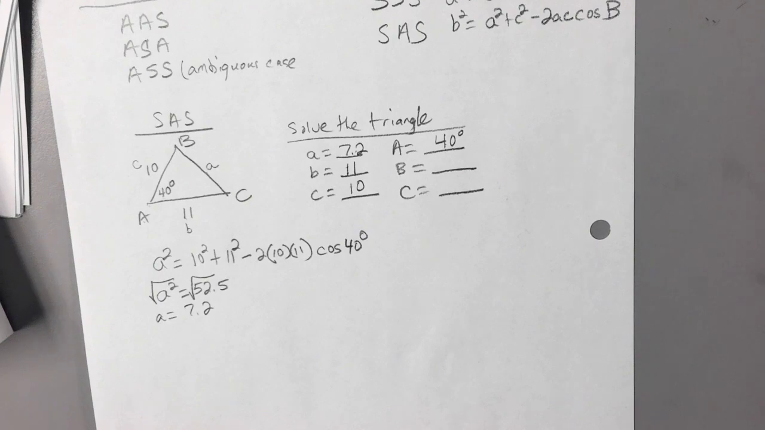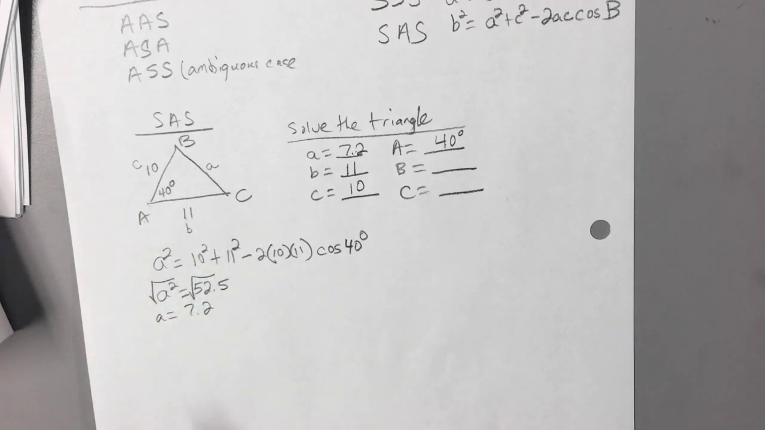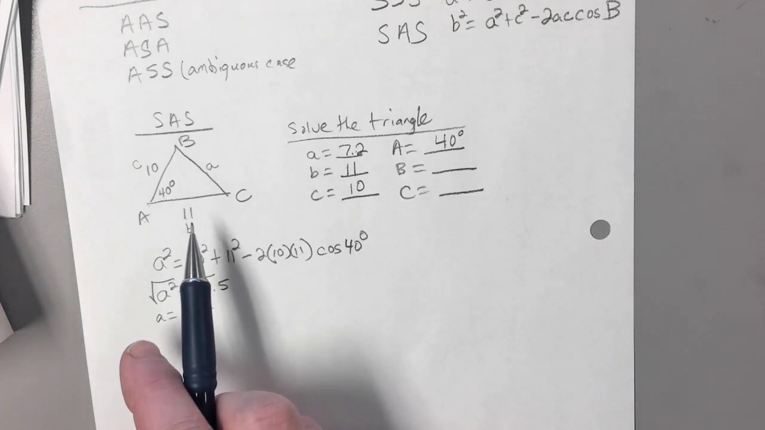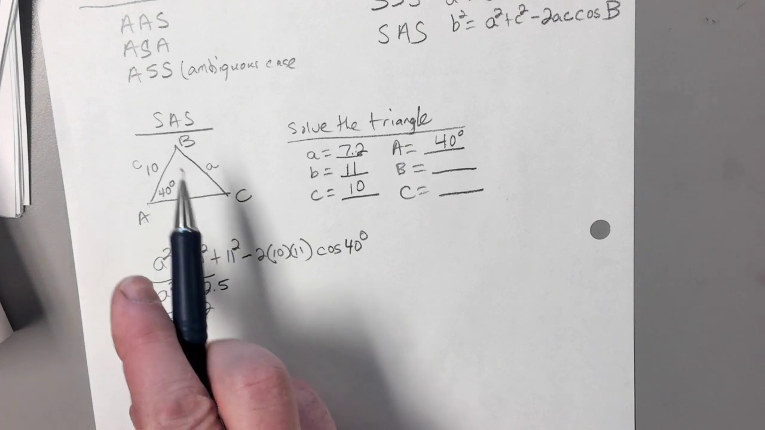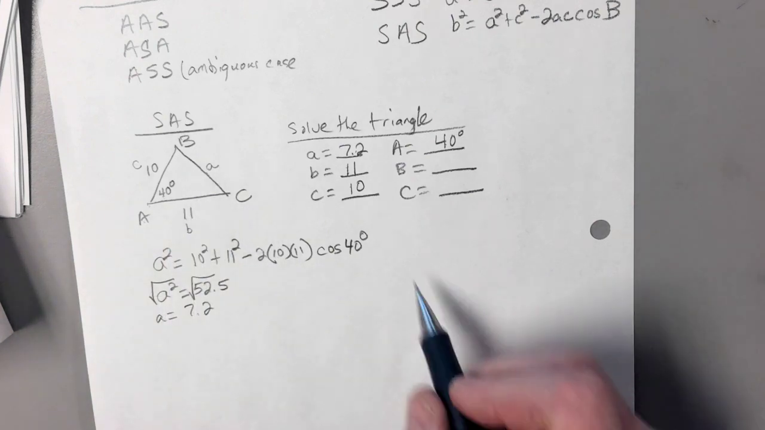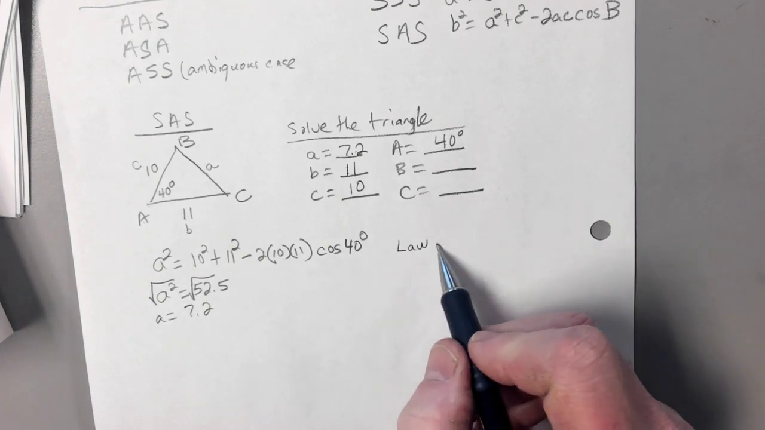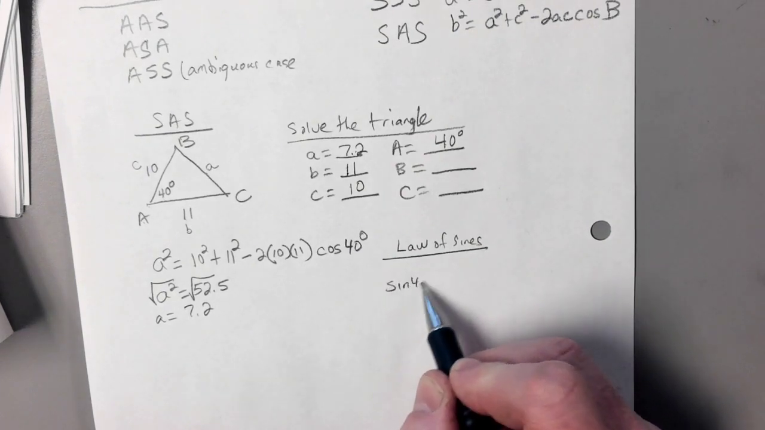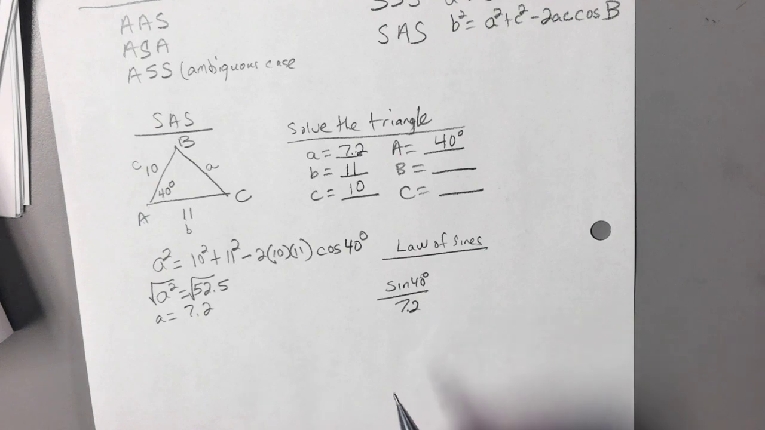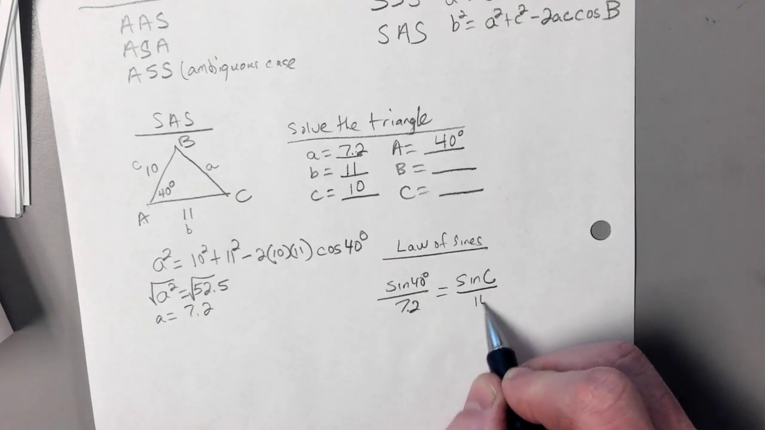So what you want to do is try and solve for your choice of B or C. You want to solve for whichever one of those angles is the smallest. Now remember that the larger a side is, the larger the angle is. So that means that angle C is the smaller of angles B and C. So that's the one I want to solve for. So I'm just going to go to the law of sines now. I'm going to say the sine of 40 over 7.2 is equal to the sine of C over 10.